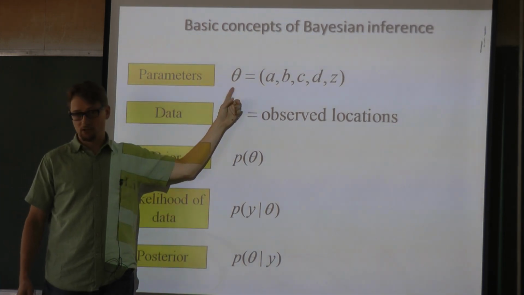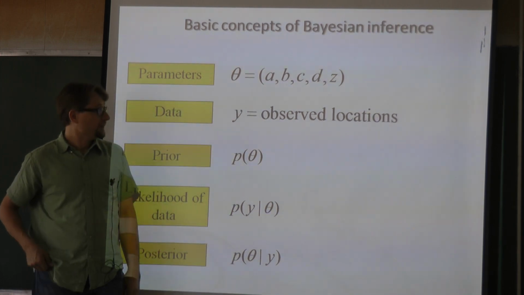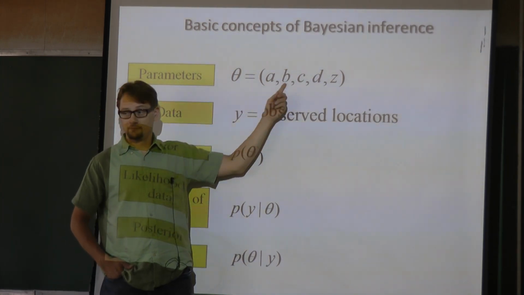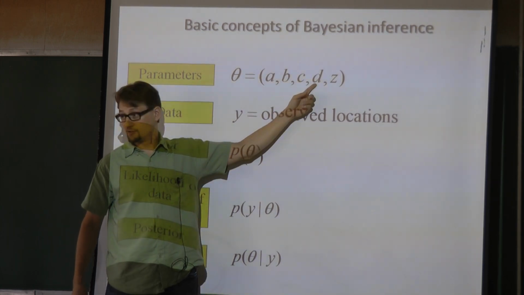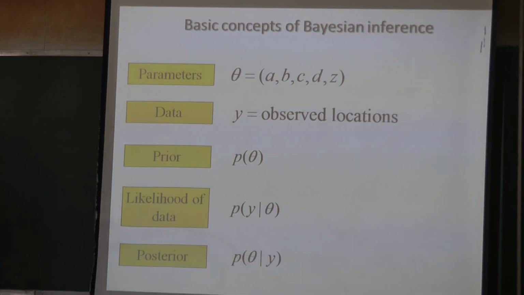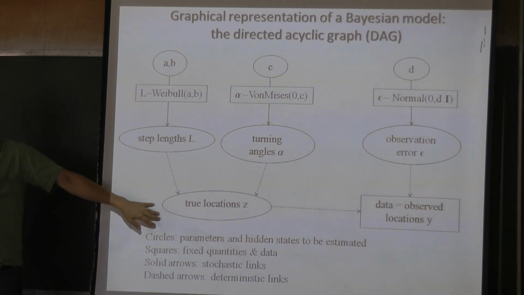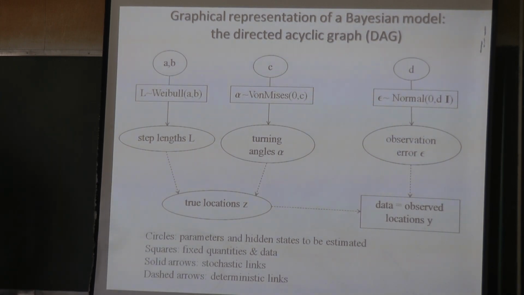So you just collect all the unknowns of the model into this parameter vector theta. So in our model we had these four parameters: A, B, these are the parameters of the Weibull distribution, the turning angle distribution parameter, and this is the observation model parameter. But additionally I put there Z, where in this case Z is the vector of all the true locations. Okay, so this is like the hidden truth. This is also something that we don't know. So in this case we put it into the parameters.